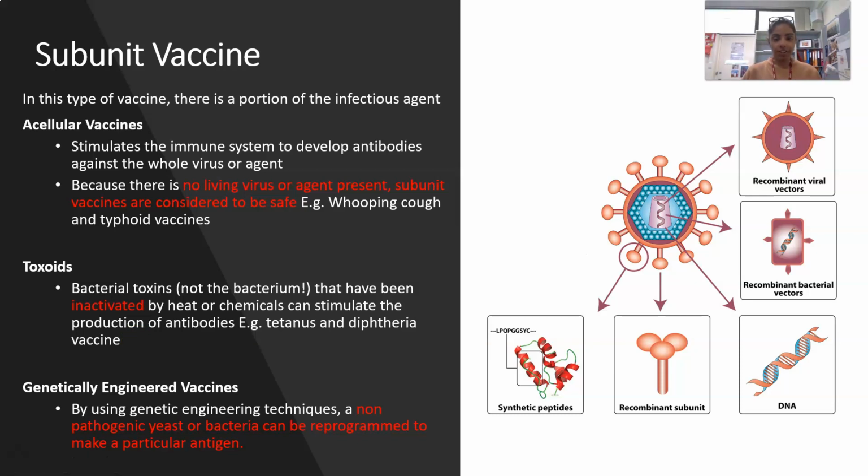Finally, genetically engineered vaccines. These are when part of that genetic code from the virus is introduced into a simple organism like a yeast or a bacterium. It is reprogrammed so that it will make the antigens. So you can see here, let's say it's a simple yeast cell. It has part of that viral DNA inside of it. And it's just the part that makes the antigens. So these antigens will appear on the surface of that harmless yeast or bacterium, and that will stimulate an immune response.